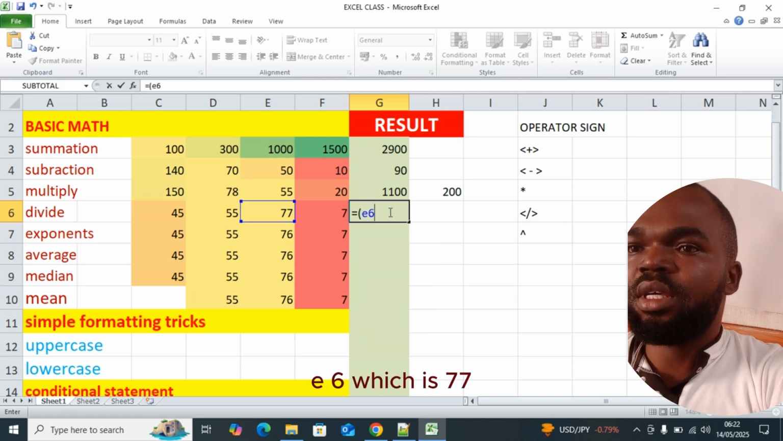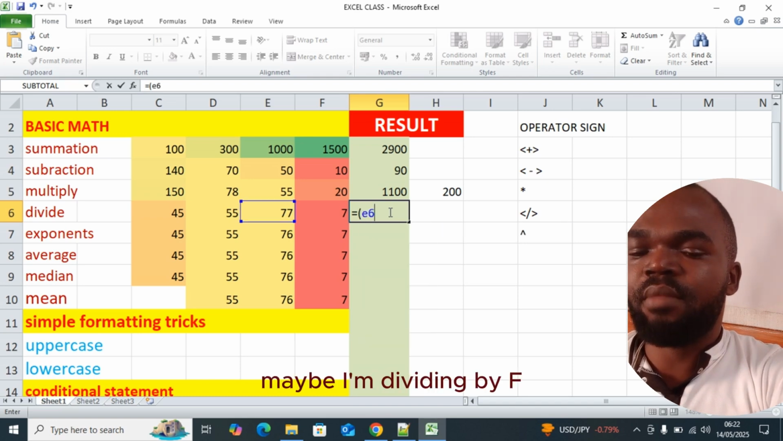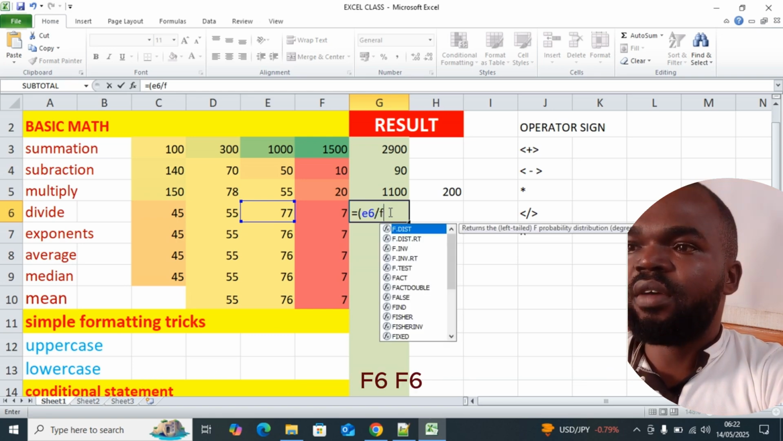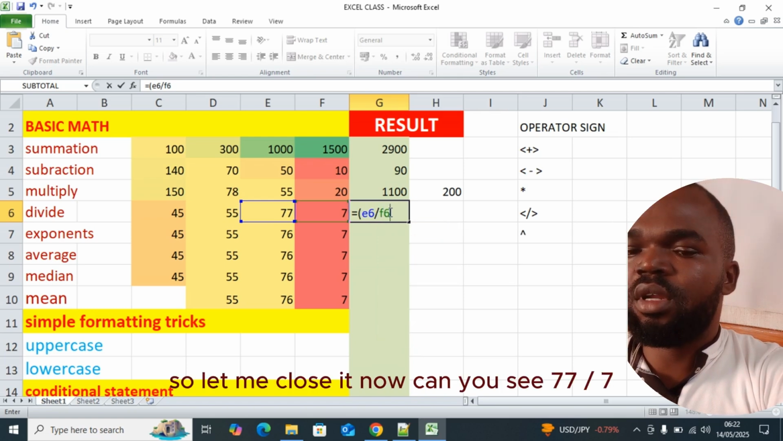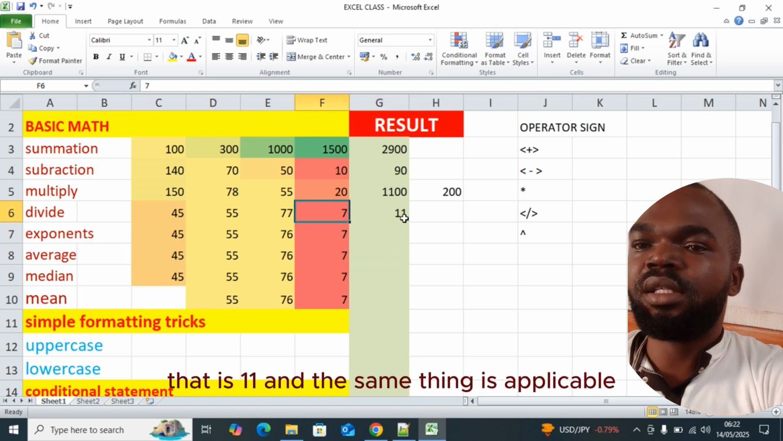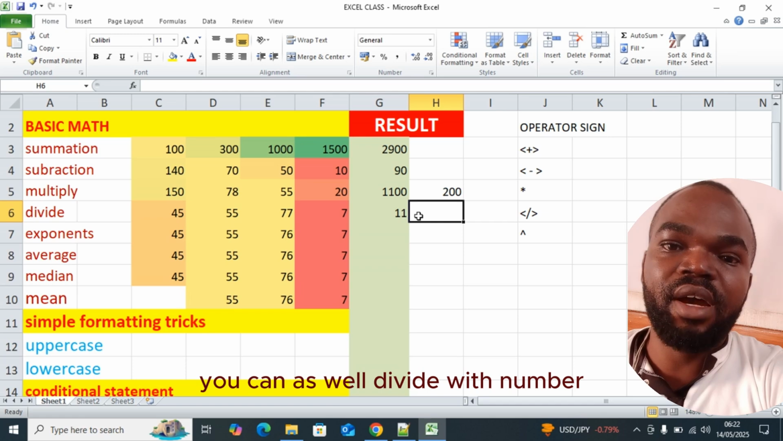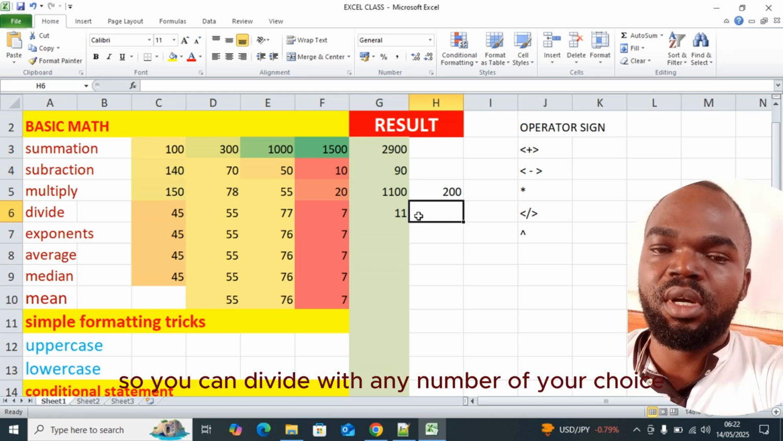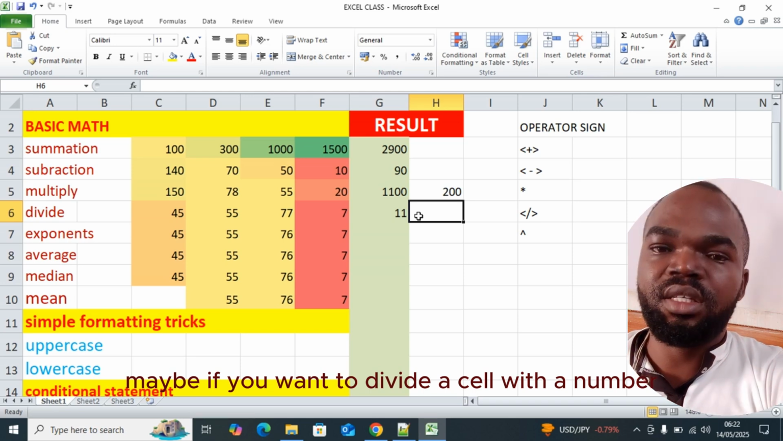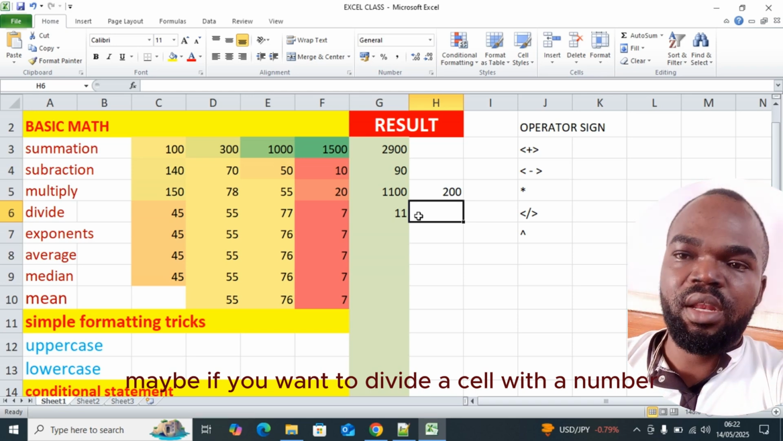E6, E6, which is 77. Maybe I'm dividing by this 7. So let me divide by this F6. So let me close it. Now can you see 77 divided by 7? That is 11. And the same thing is applicable. You can as well divide with a normal number. So you can divide with any number of your choice. Maybe if you want to divide a cell with a number.